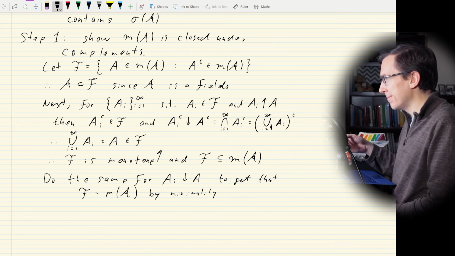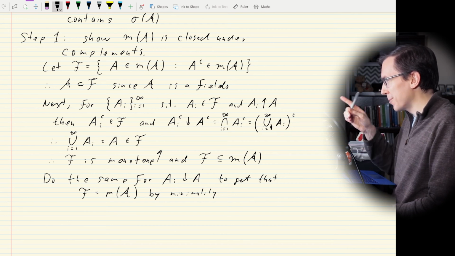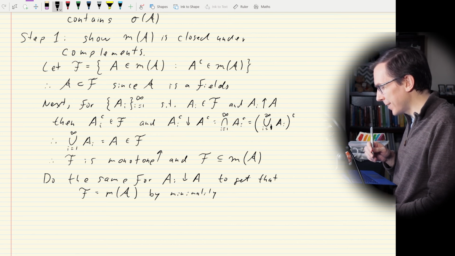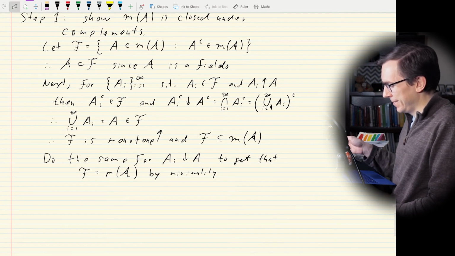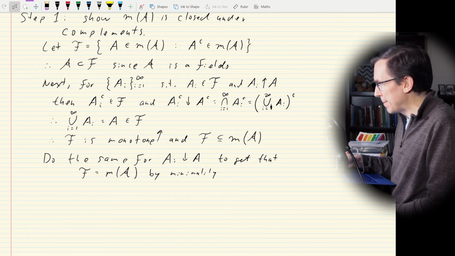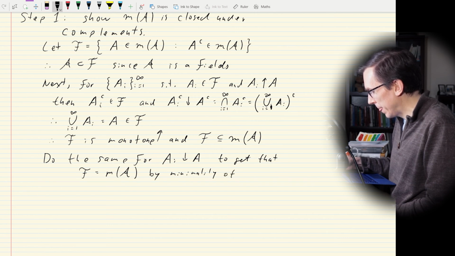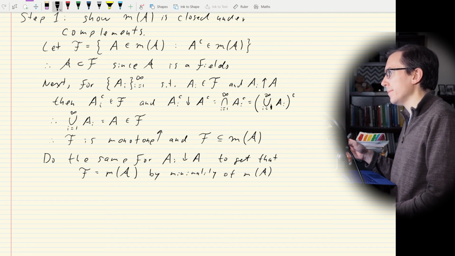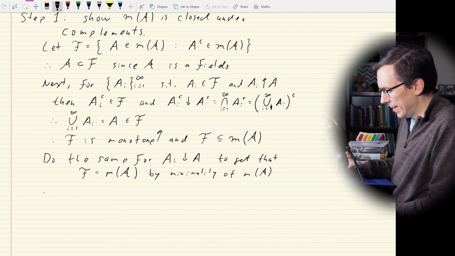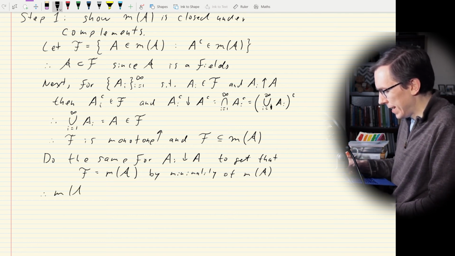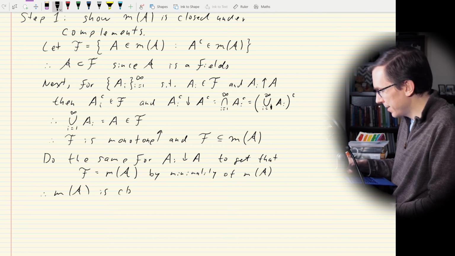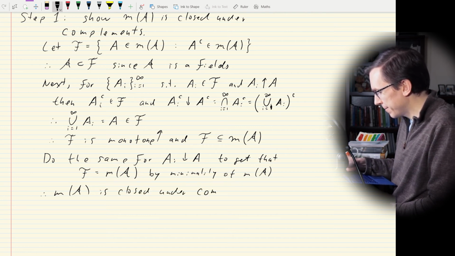I think I need to reword this to make it slightly clearer, but yeah, by minimality of MA. Therefore, MA is closed under complements.